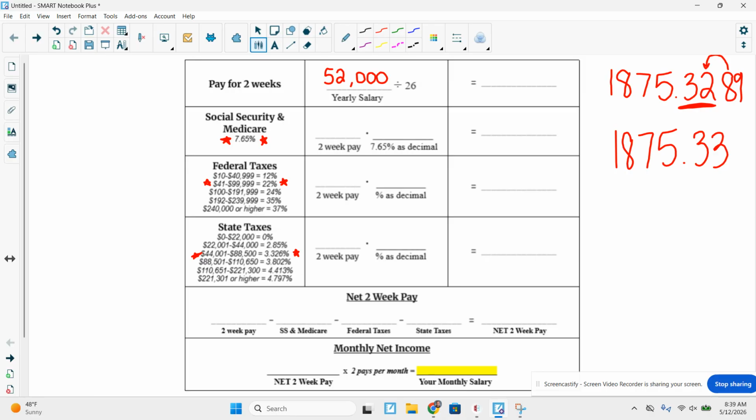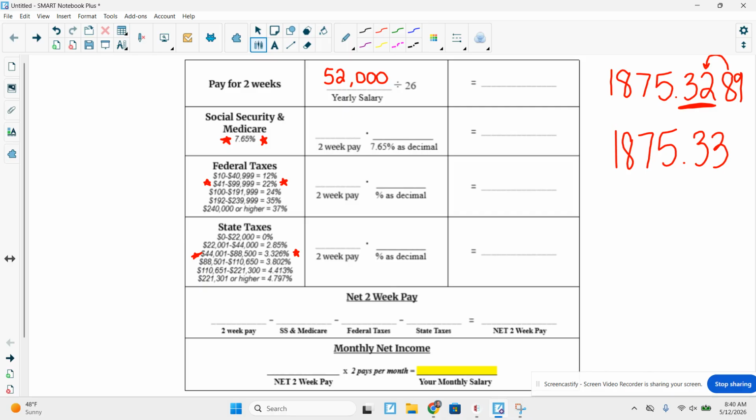The first math you have to do is take your yearly salary and divide it by 26. Why are we dividing by 26? Any ideas? Any thoughts on why we divide by 26? Yes, sir. That's not a bad guess, but it's incorrect. Tatum? 26 weeks. Yes.